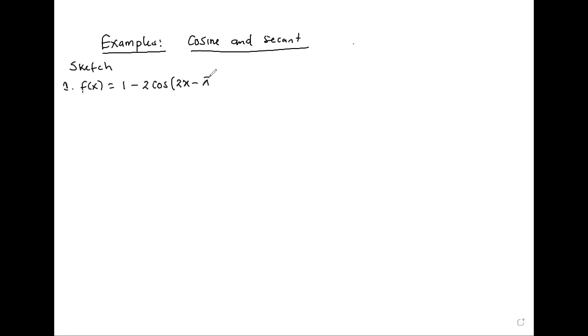Okay, let me use minus pi. And then 2, f of x is equal to 1 minus 2 sec 2x minus pi. So we sketch.